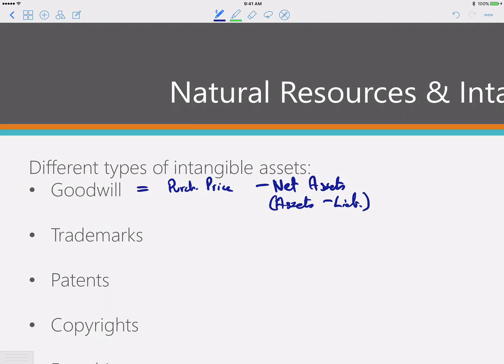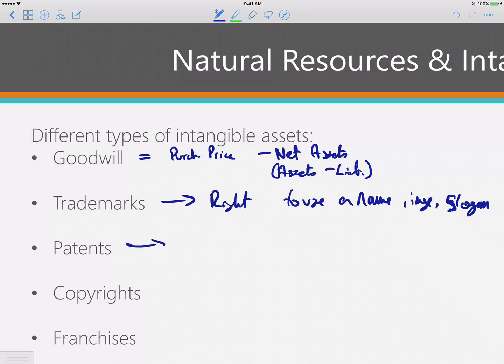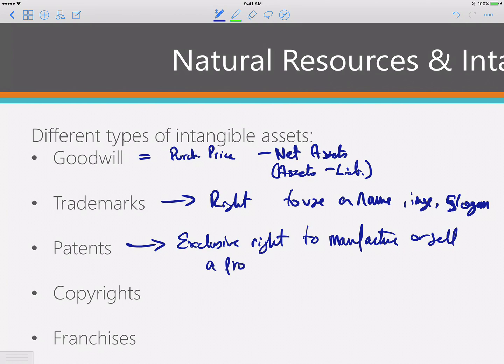A trademark is the legal right to use a name or an image or a slogan. A patent is granted by the government, and it gives the inventor or owner of the patent the exclusive right to manufacture or sell a product. So think about it. If you invented a product, you would be incentivized because you would have the exclusive right to sell this for the life of the patent. And in Canada, it's generally 20 years for a patent.